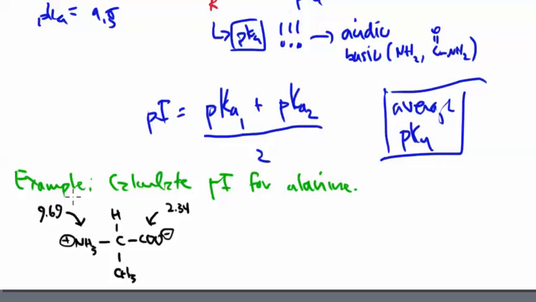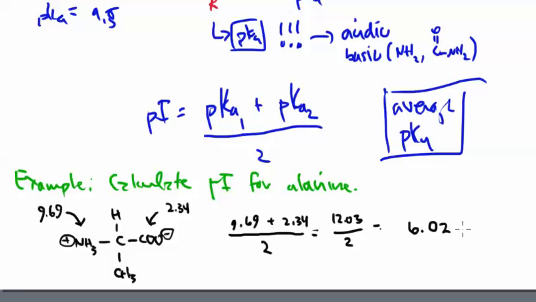So I'm given the task to calculate the pI value. I just take those two numbers and I get an average. That's all that I do. So I'll take 9.69 and I'll add 2.34 to it, and then I divide by 2. It's as simple as that. It can't really get any harder at all. So 9.69 plus 2.34 gives you 12.03, and then I'm going to divide by 2, and this gives me a pI of 6.02. We'll round it to 2 sig figs after the decimal. 2 after here, 2 after there, we'll keep 2 after here. And this is what I would call the isoelectric point.